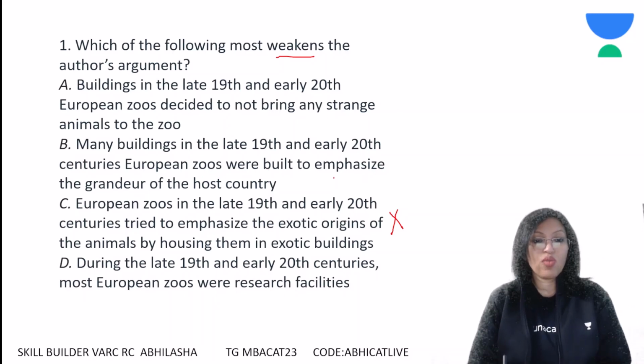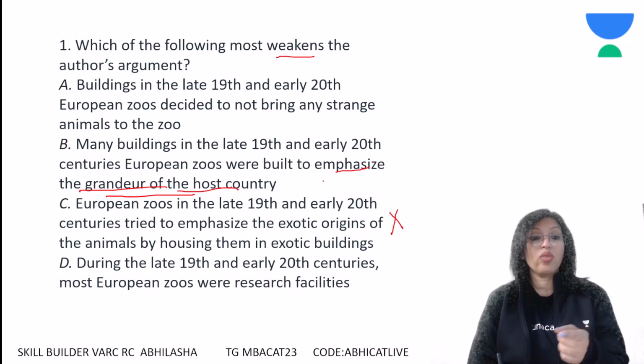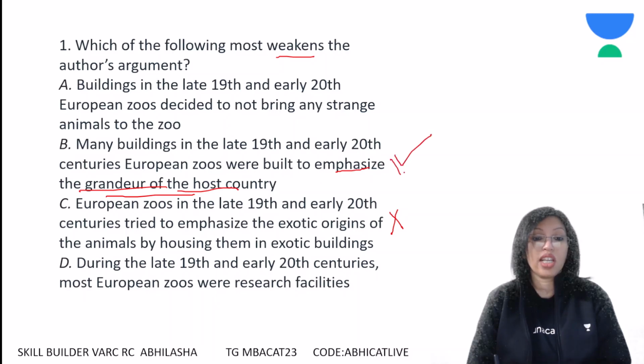That the zoos were built to emphasize what? The grandeur of the host country. That means you were not trying to emphasize the exoticness of the animal. Instead, you were trying to emphasize the exoticness or the grandness of the host country. And therefore, this is the one which says, no, the writer's idea is incorrect.